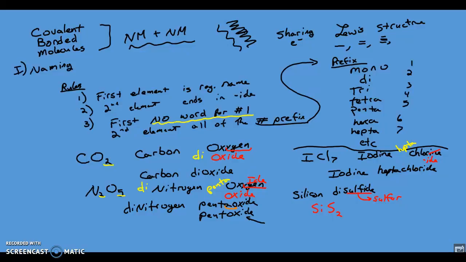Alright, I guess that's about it. That's how we name covalently bonded molecules. First step. We'll go into more detail in the future, with some a little bit more complicated molecules, but at this point, this is what I want you to know. Mono, di, tri, tetra, penta, hexa, hepta, etc. And we don't use the number 1 for the first element. It's just redundant. Cool. I'll see you in class.